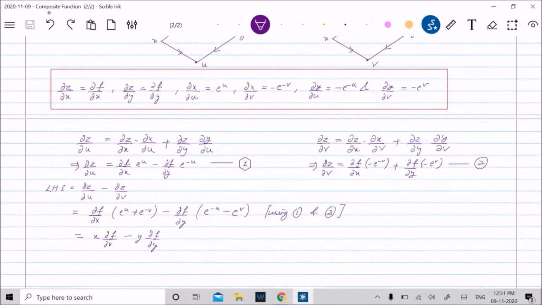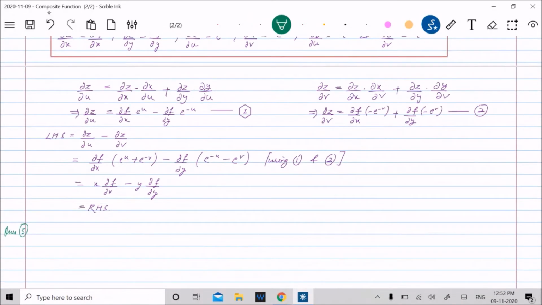This is equal to the RHS. Question number 3 is a little different. u is a function of f and e to the power y minus x, e to the power z minus x, and e to the power x minus y.